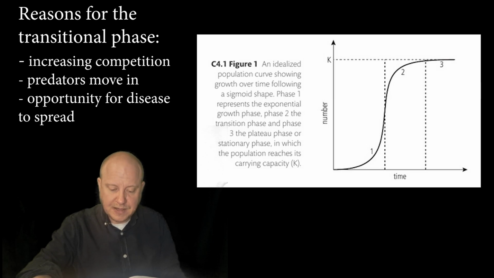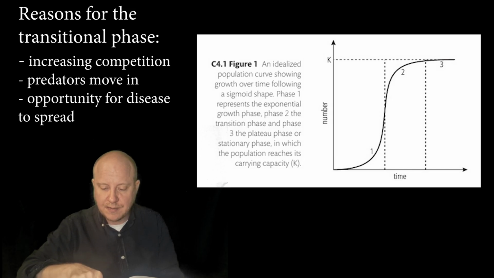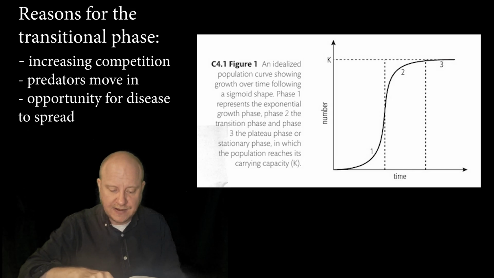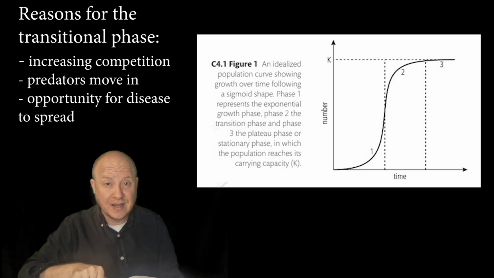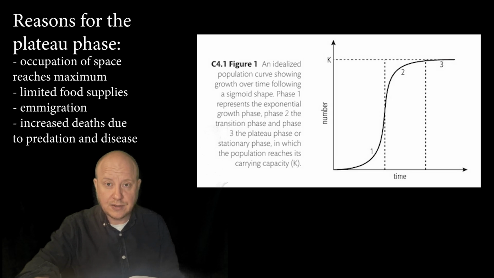The transitional phase. Eventually, after the exponential increase in numbers of individuals, some of the factors listed above no longer hold true. This leads to the transitional phase. The causes of the transitional phase are, with so many individuals in the population, there is increasing competition for resources. Predators, attracted by a growing food supply, start to move into the area. Because of the large number of individuals living together in a limited space, opportunities for diseases to spread within the population increase.